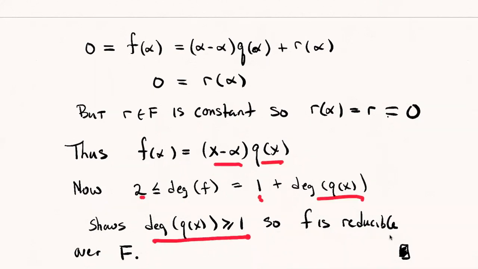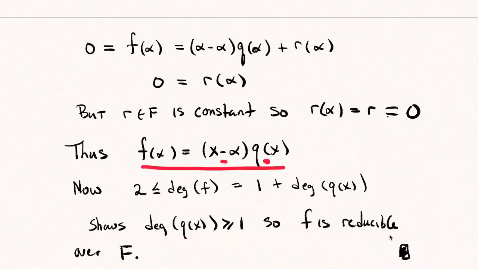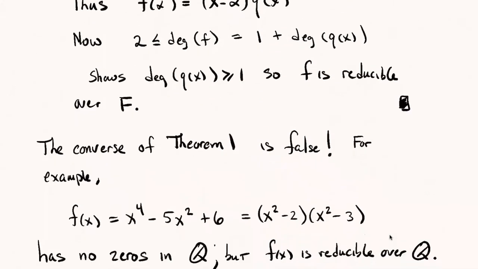It must be at least 1. So q is not a constant polynomial. Its degree is at least 1. So we've written f as a product of two polynomials, both of which have positive degree. So f is reducible. And theorem 1 follows by contrapositive. All right. Stop the video. Soak it in. I'm going to keep going.